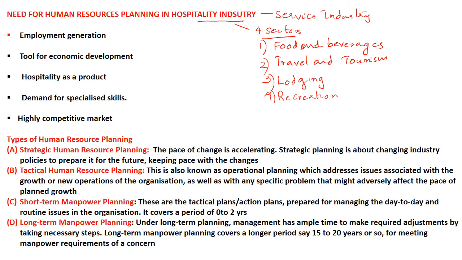The second one is a tool for economic development. When we travel from one country to another and we have disposable income, we are spending it either for food, for traveling, for lodging, or for recreation. So anyway, we are spending money, so the economy is getting more income, and that leads to the development of the economy. So it's a tool for economic development.